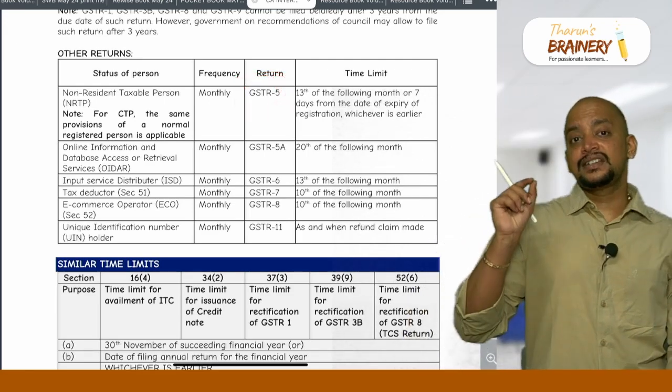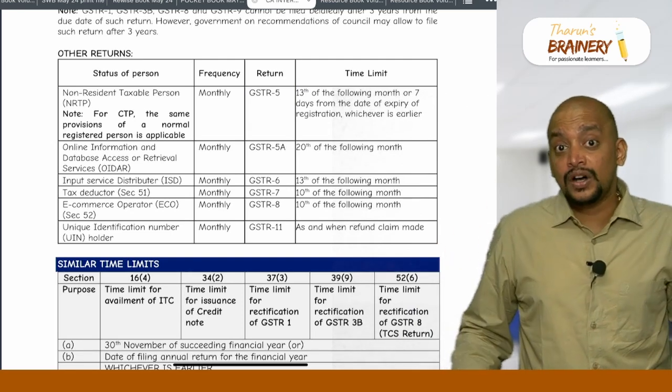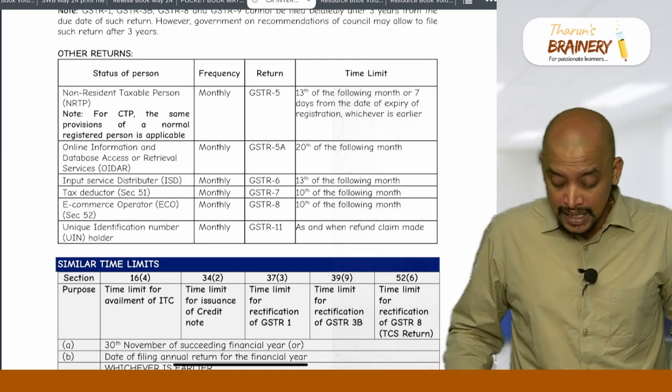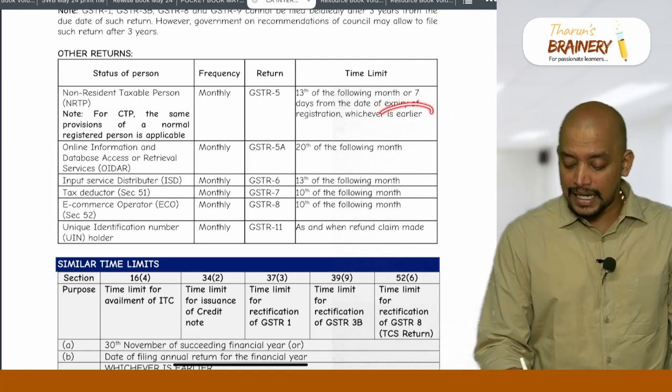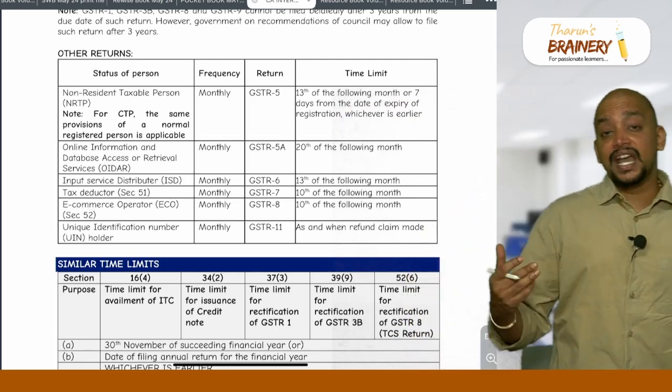So they'll get a temporary registration. So that's why 13th of the month following every month or 7 days from expiry of registration. Remember, it's not whichever is later, whichever is earlier.